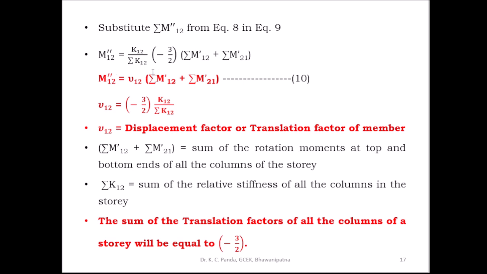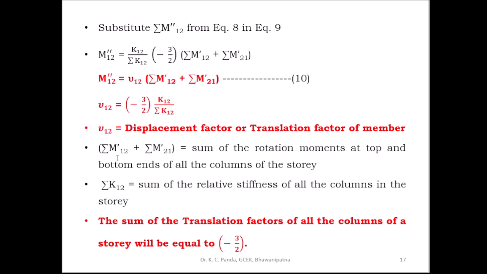Then m double dash 12 is equal to minus 3 by 2 k12 by summation of k12 into summation of m dash 12 plus summation of m dash 21, where minus 3 by 2 into k12 by summation of k12 is the displacement factor, so that you can denote by nu. So m double dash 12 is equal to nu 12 into summation of m dash 12 plus summation of m dash 21. Nu 12 is equal to minus 3 by 2 k12 divided by summation of k12, where nu 12 is the displacement factor, or it is also known as translation factor of a member.